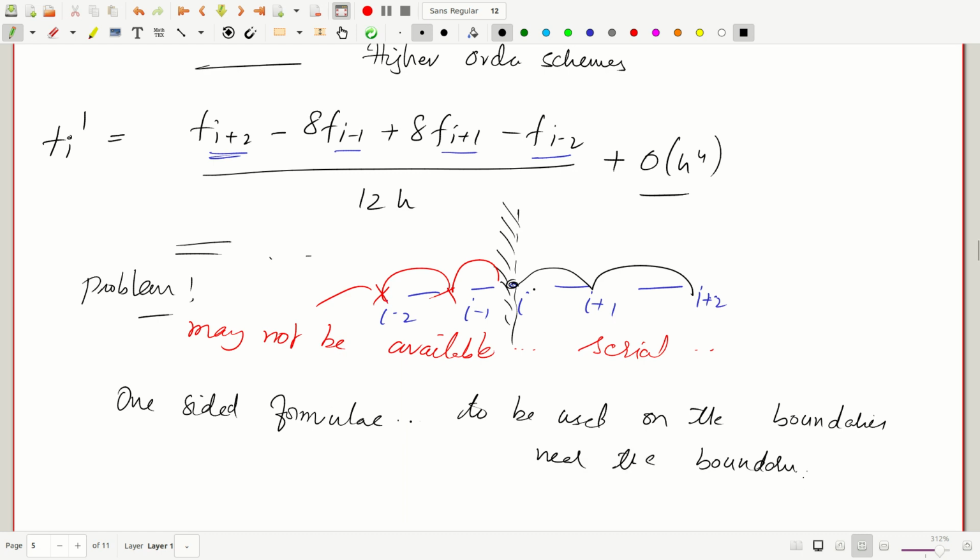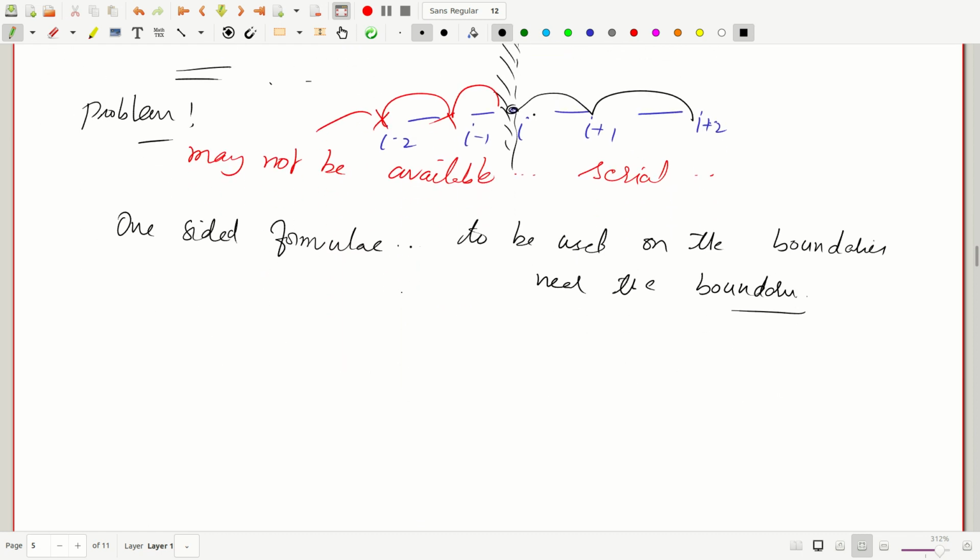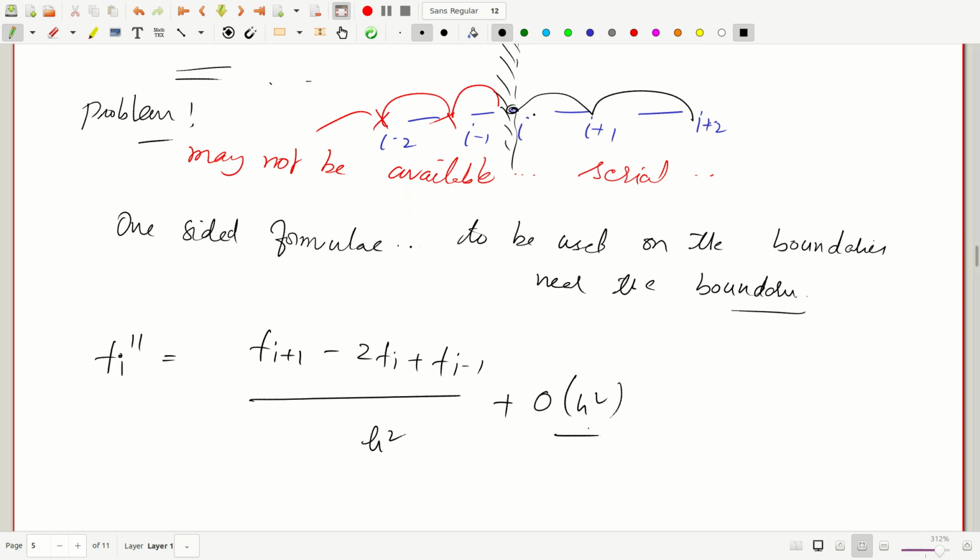So that you would not need the data that is outside. Alright, similarly, just like we have derived the first derivative, you can also derive a formula for the second derivative. f double prime would be equal to, if you work with the Taylor series expansion, you can show that this is equal to (f_{i+1} minus 2 times f_i plus f_{i-1}) by h square plus order h square. So that's basically d square f by dx square at x location x_i.